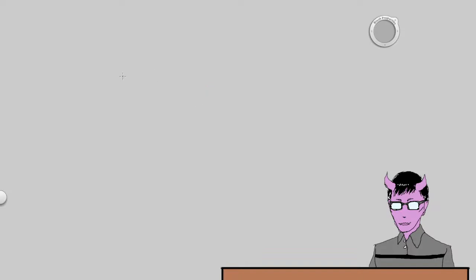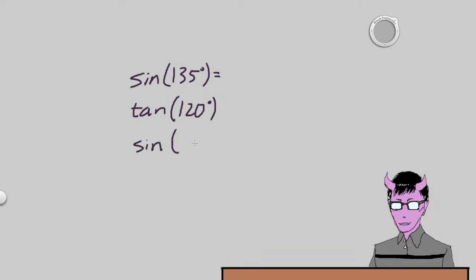Okay, but let's do a few problems. So let's do sine of 135. What is that equal to? And then we're going to do tangent of 100. What's that? 180 minus 60 is 120. Yeah, we didn't do that one yet. Let's do sine of, what are we doing?